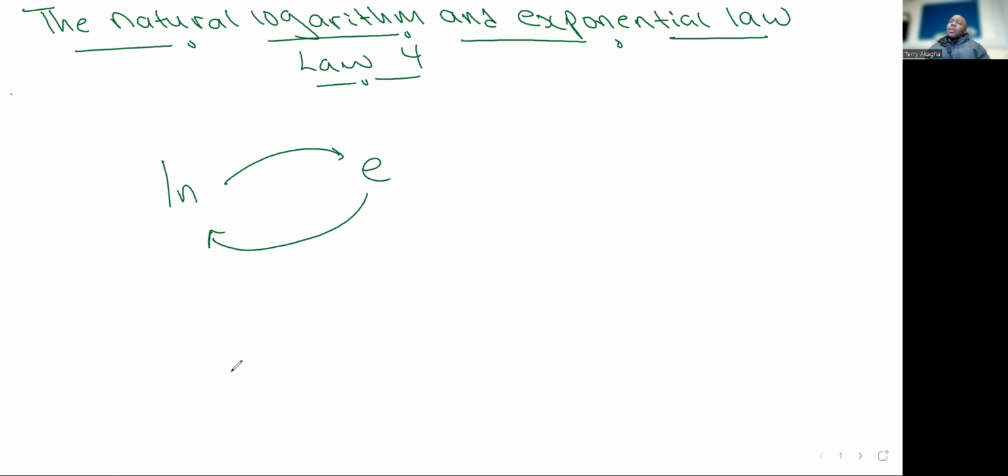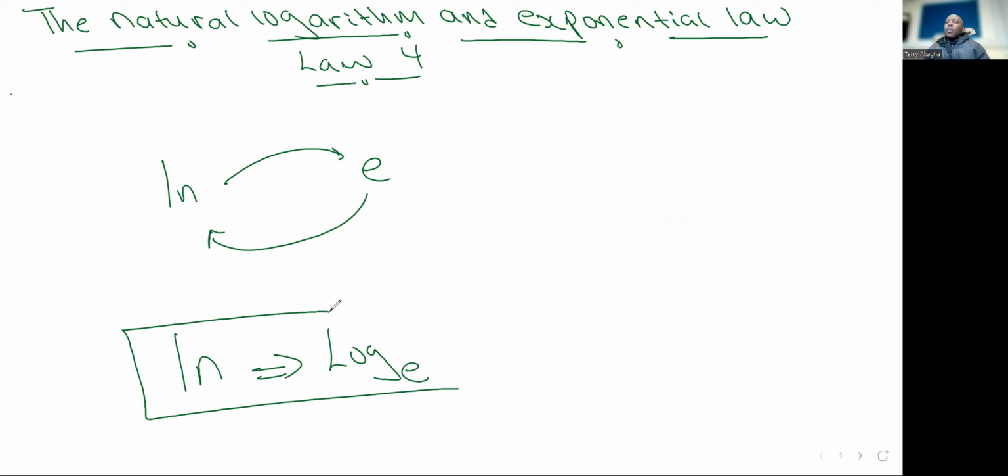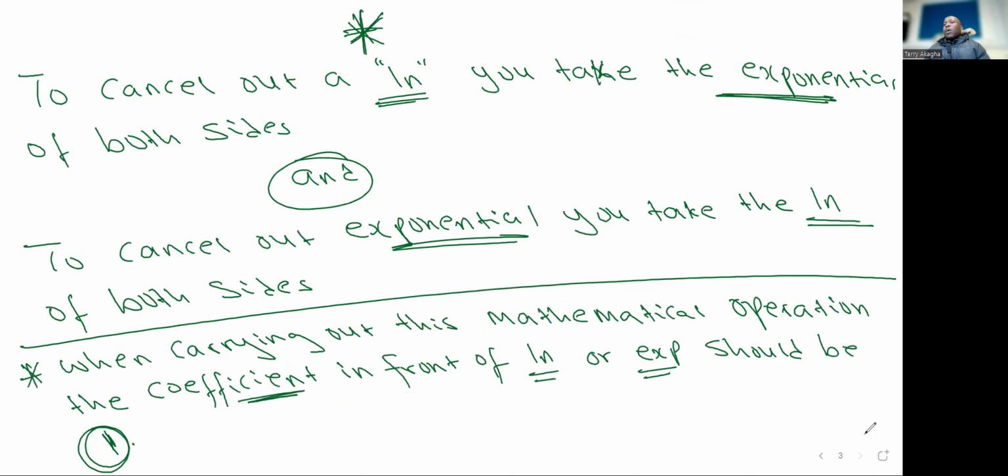And also, I just remembered, in the logarithm video, I told you that when we say ln, ln is the same thing as log to base e. So if I say ln x, ln x means log x to base e. When you say ln, it's log to base e. And also, when you want to cancel out the ln, you take the exponential of both sides, and when you want to cancel out the exponential, you take the ln of both sides.